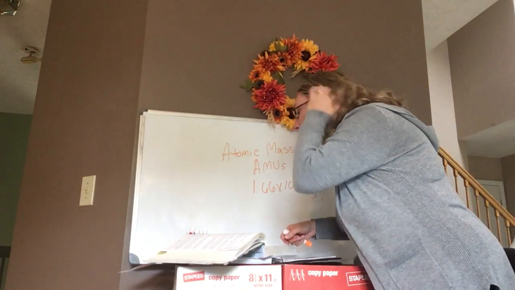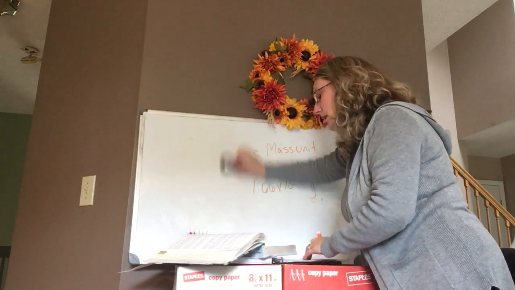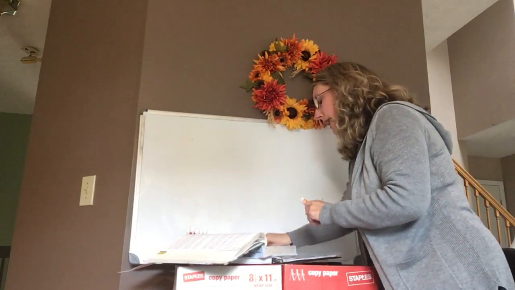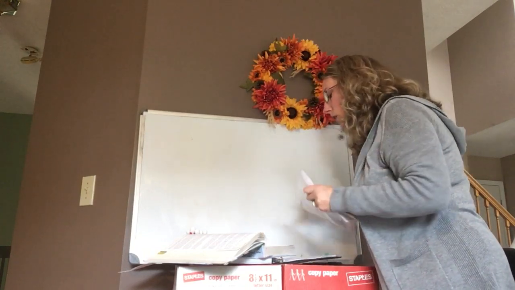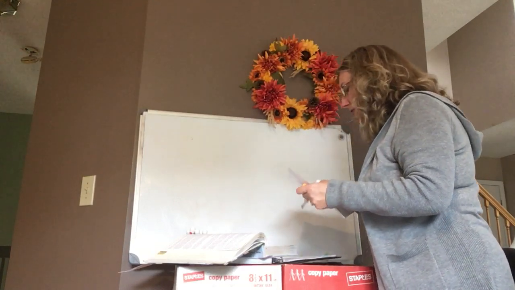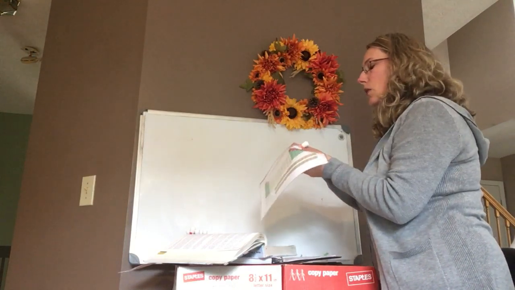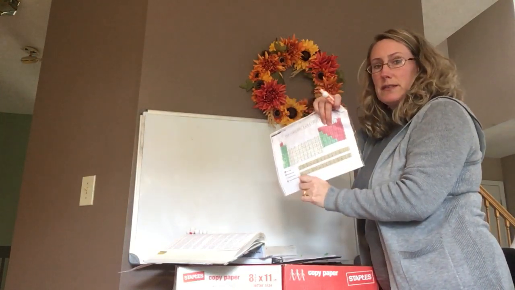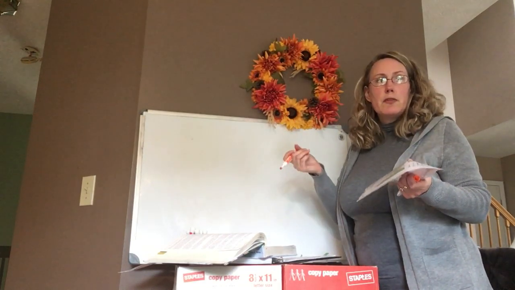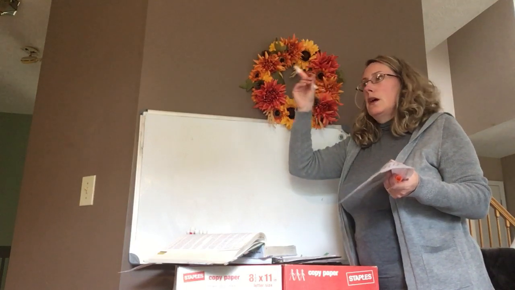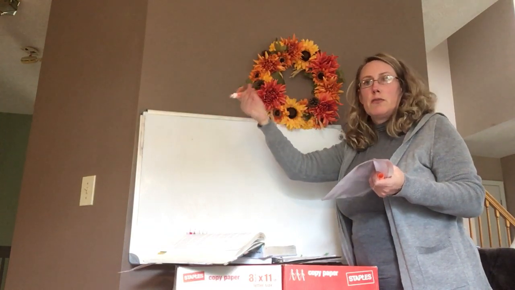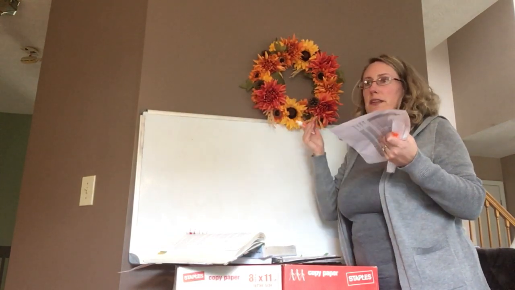On page 143, it says, what is the mass of a nitrogen atom in grams? So I have to find nitrogen. It's number 7 here on the periodic table. And this is a conversion problem. We did conversion problems in the first chapter where we converted centimeters into kilometers and grams into kilograms and back and forth. It's just a unit conversion.